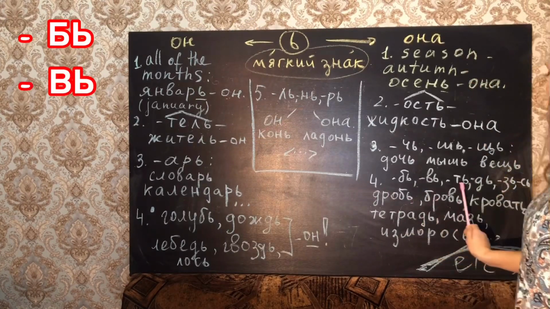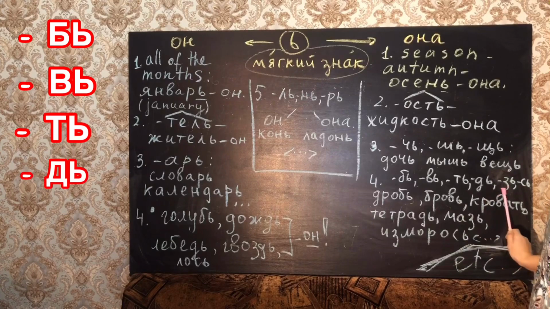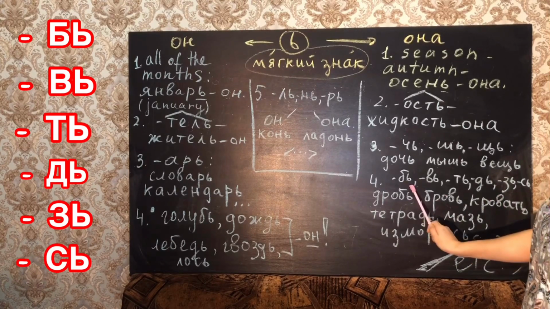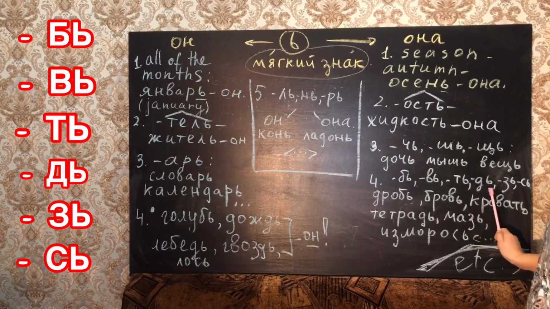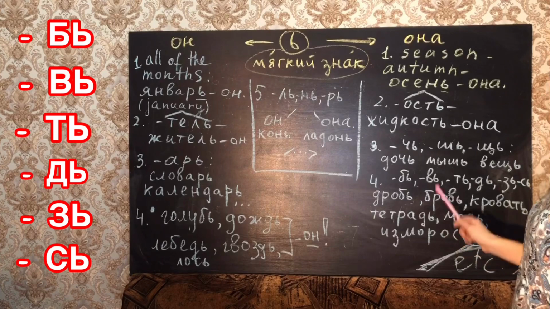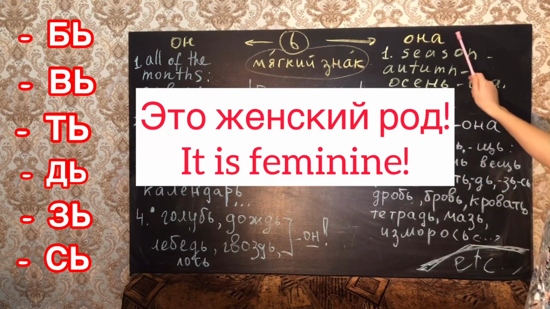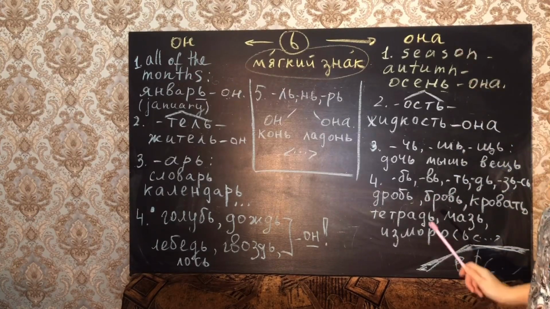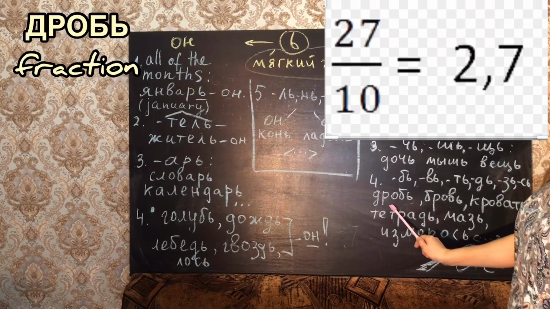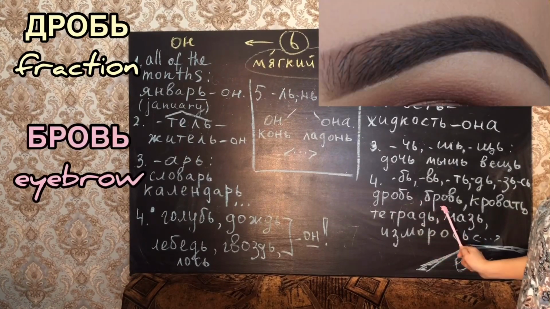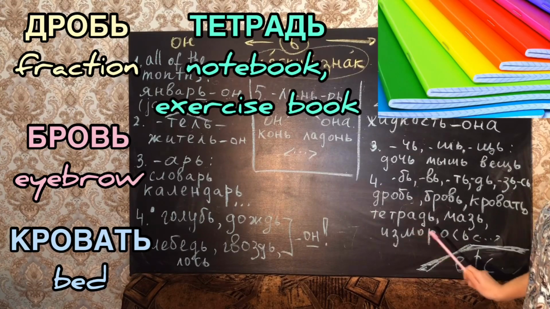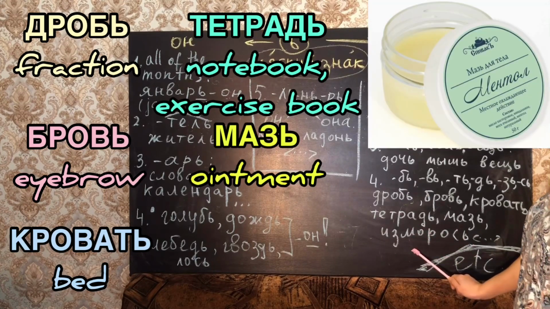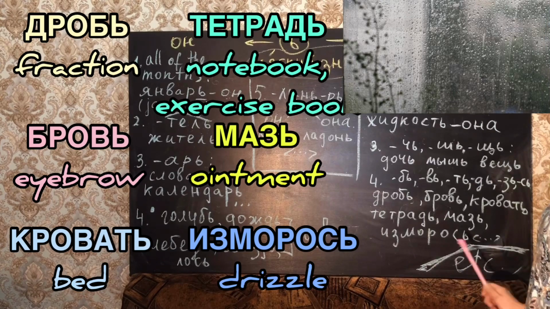Б, В, Т, Д, З, С, Б мягкий знак, В мягкий знак, Т мягкий знак, Д мягкий знак, З мягкий знак, С мягкий знак. Это тоже женский род, она. Examples. Дробь, бровь, кровать, тетрадь, мазь, изморозь, and so on.